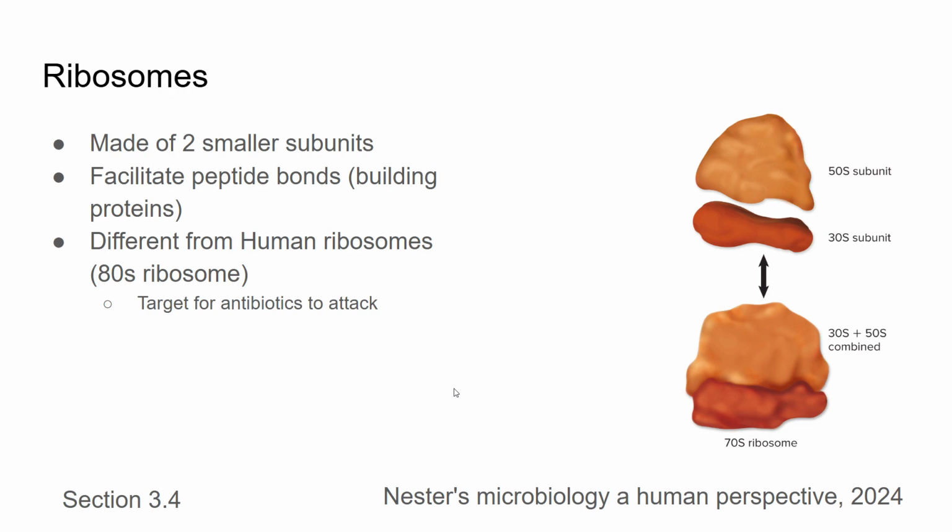Ribosomes are another structure inside of the bacteria. These are made up of two smaller subunits, and these facilitate peptide bonds. This means they facilitate building proteins. They're different from human ribosomes. Human ribosomes are called 80S ribosomes, whereas bacteria are 70S. This makes the bacterial ribosome another target for antibiotics to attack. Something to keep in mind about antibiotics is that we always want them to be able to attack something that bacteria have and we don't. So in this case, it would be the unique type of ribosome.